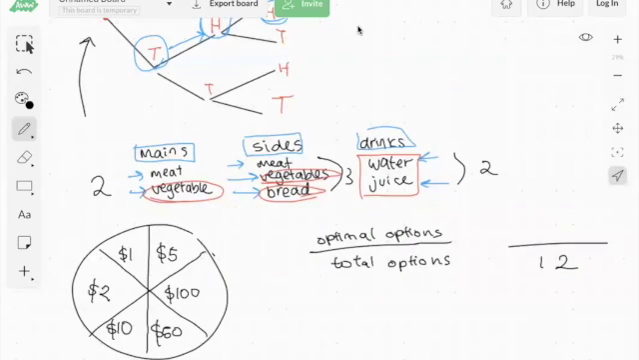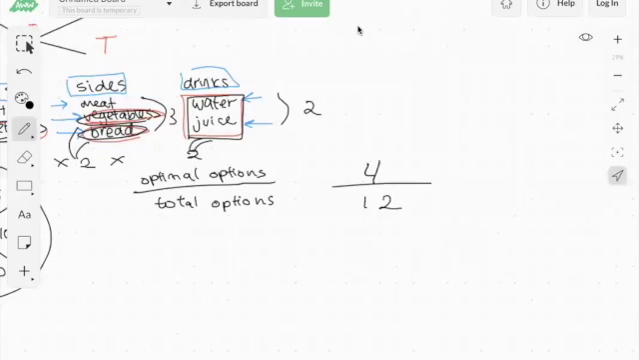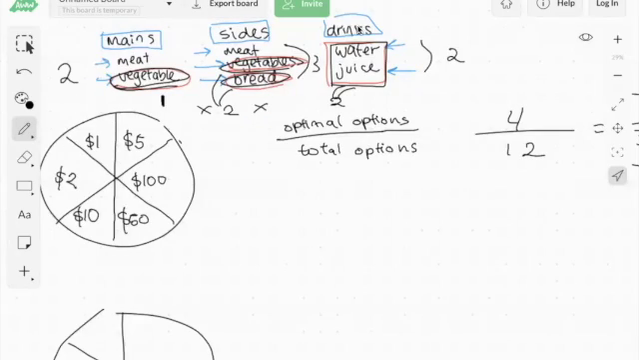Optimal options: we want 1. We always want vegetables, so 1. We can either get vegetables or bread, which gives us 2 options. And then either of the drinks will work, which gives us 2 options. 1 times 2 times 2 gives us 4, so 4 over 12, which simplifies to 1/3. So that's the chance that Sam will have a vegetarian meal.